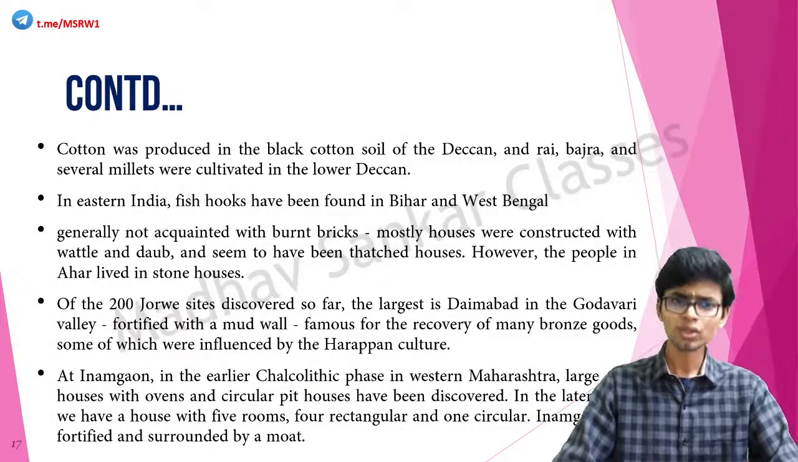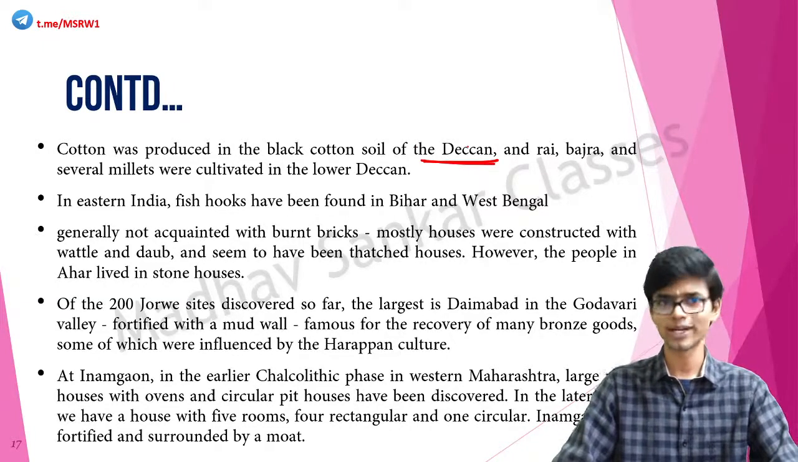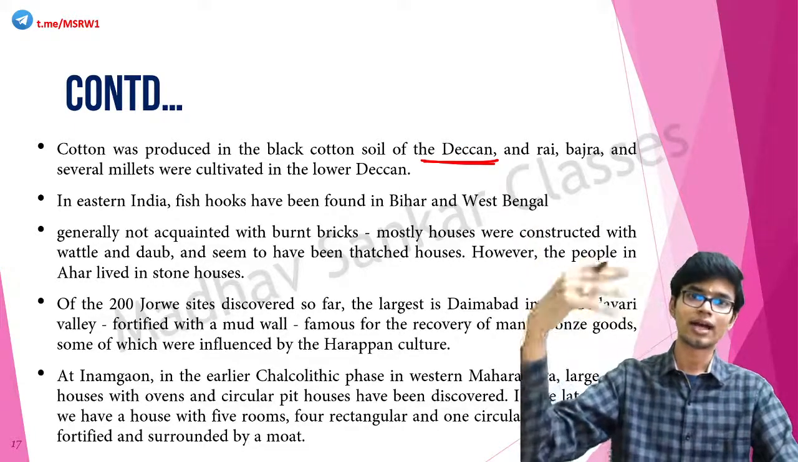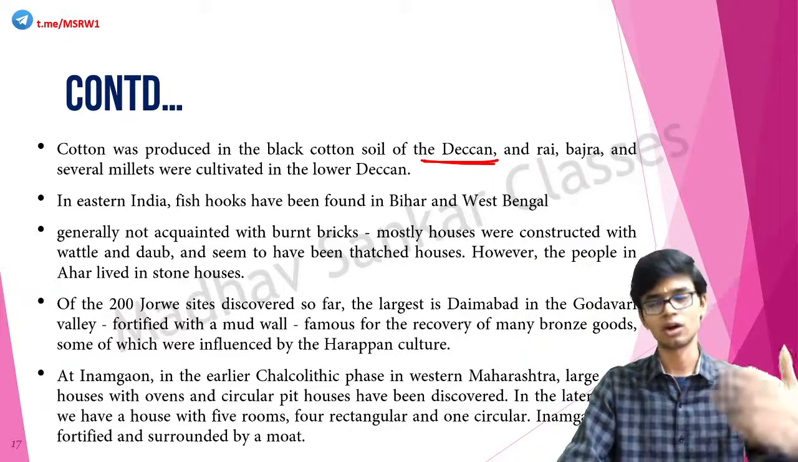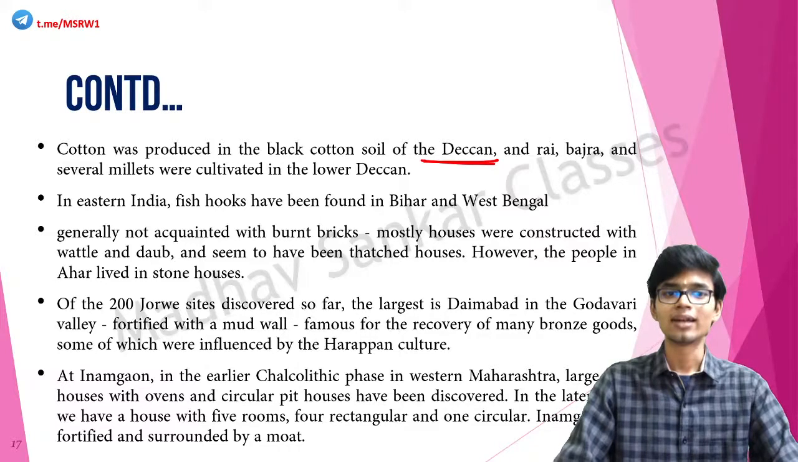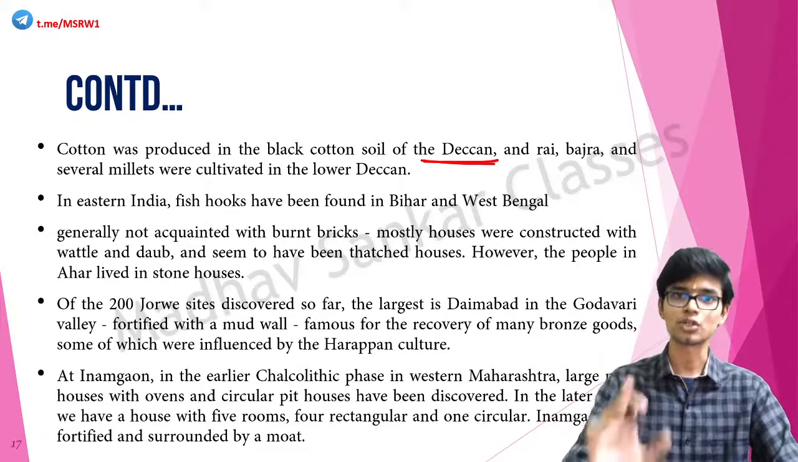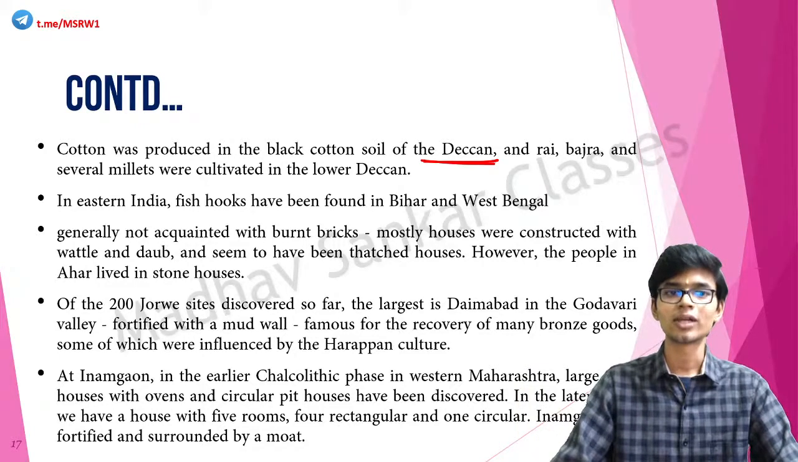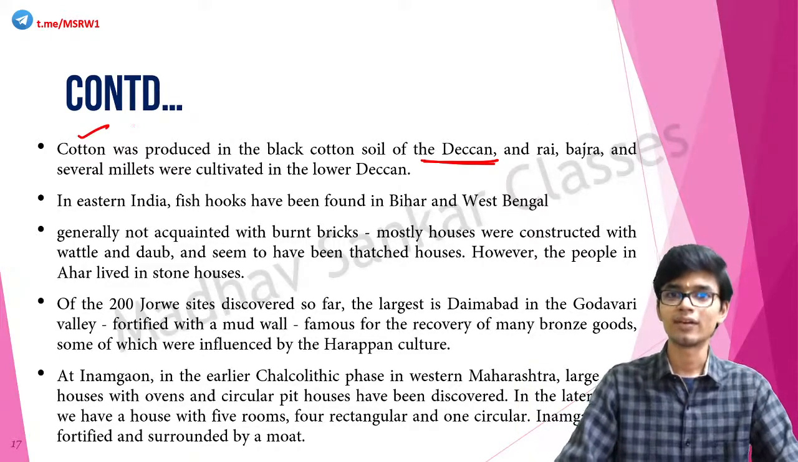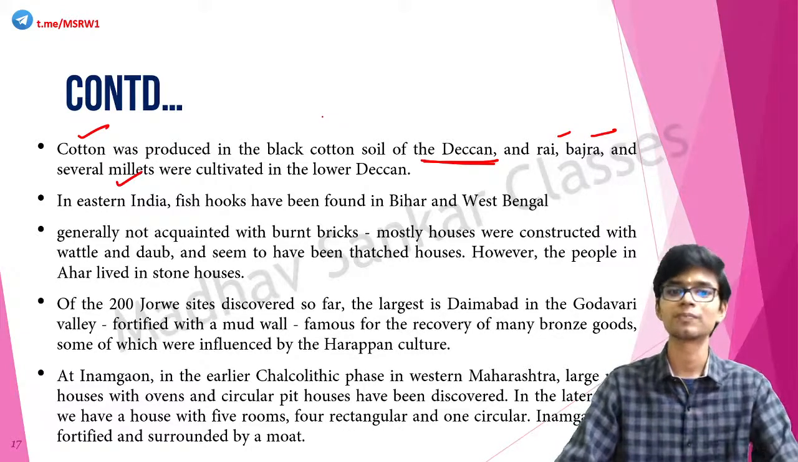Now, cotton was produced in black cotton soil in the Deccan. Okay, we already know that in the Deccan region, we have the famous Deccan traps. Very volcanic. It was once an active volcanic region, a long time ago. But now we have black soil in the Deccan region. And here there have been evidences of cultivation of crops which are suited for black soil, such as cotton. Then we have evidence of rye, bajra, several millets, etc., in the lower Deccan region.